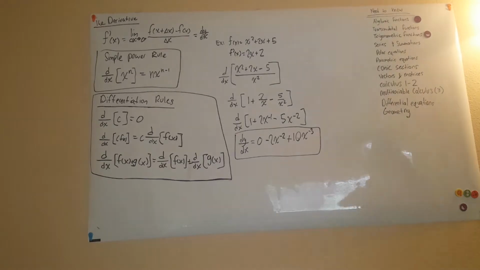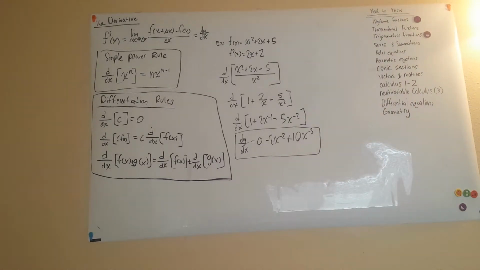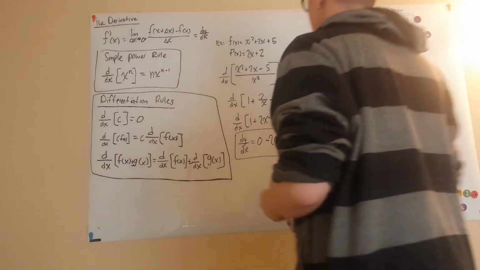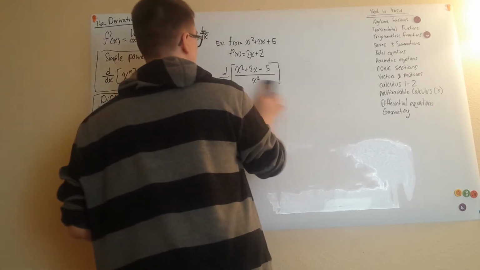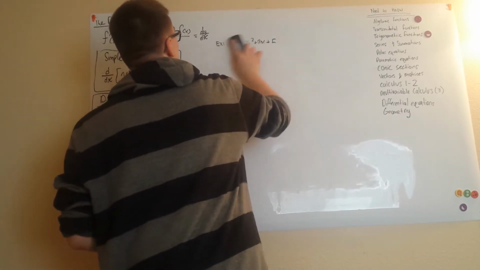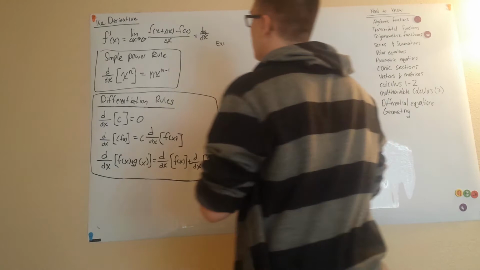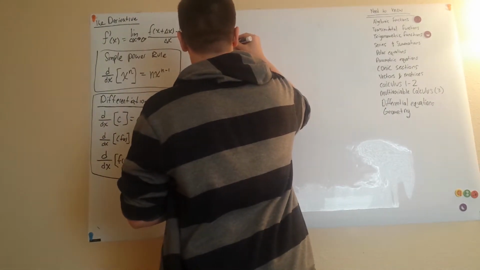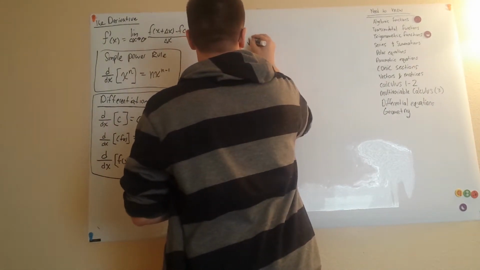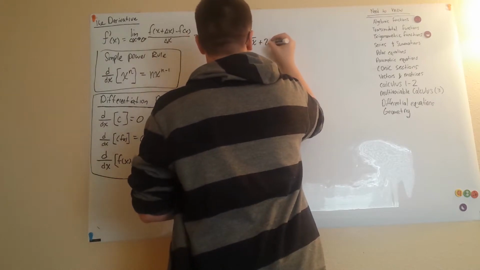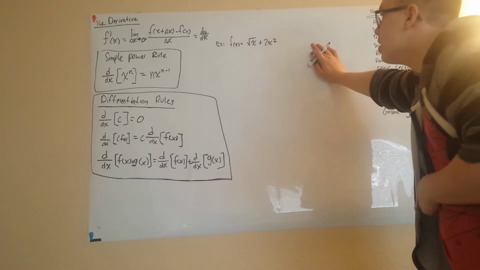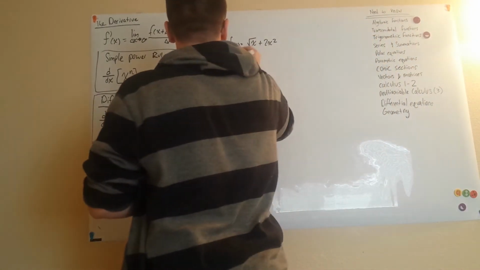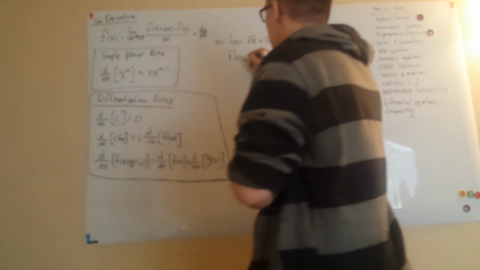Okay, let's do more examples of finding derivatives. Right now we're just finding derivatives. Square root of x plus 2x. Can we find f prime, the derivative?